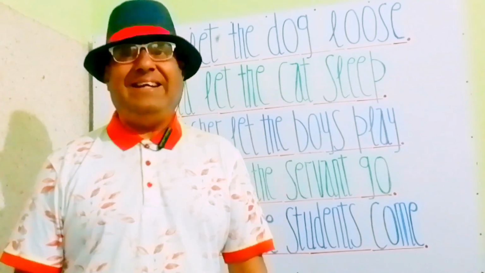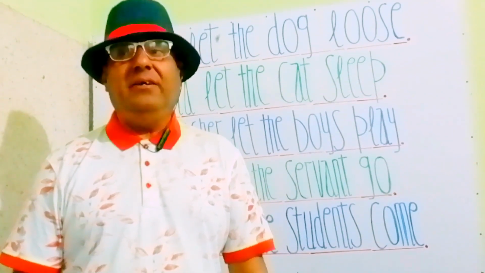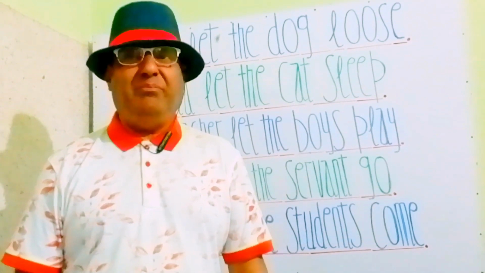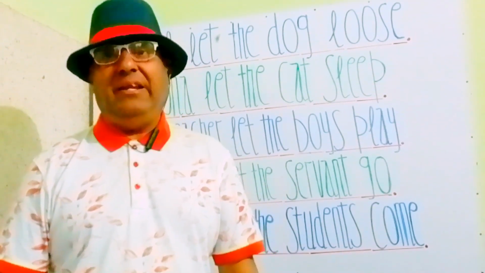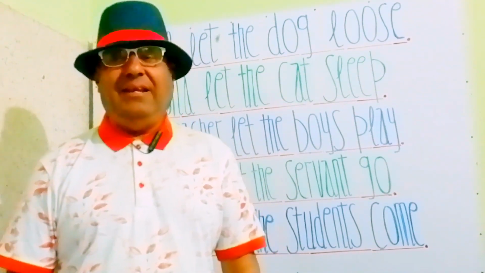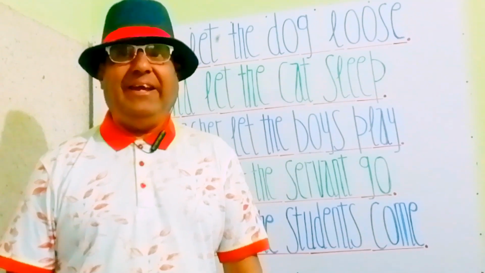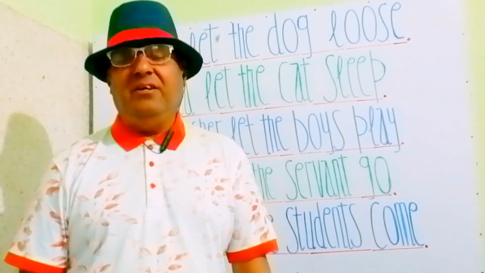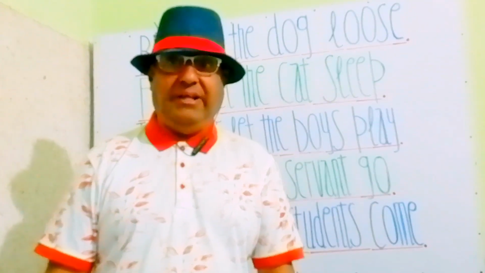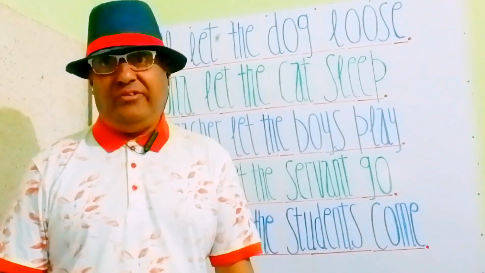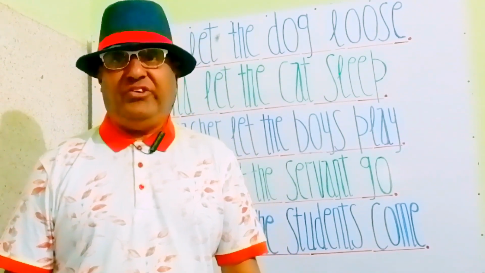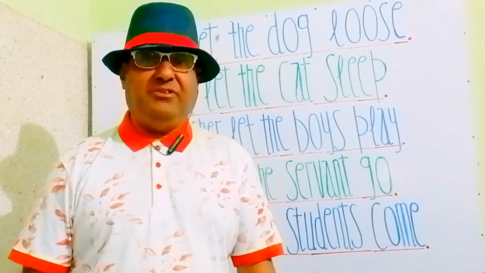So Bill let the dog loose. Bill ne kutte ko khula chhod diya. We have a Bill. Our Bill is a name and a subject. And let is used as a causative verb. And let is a verb. It has three forms.